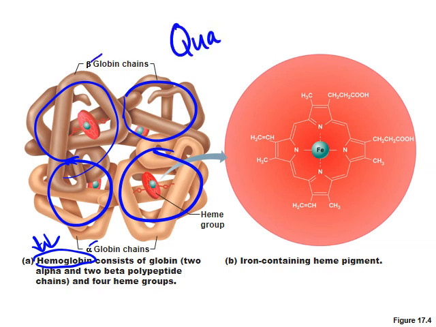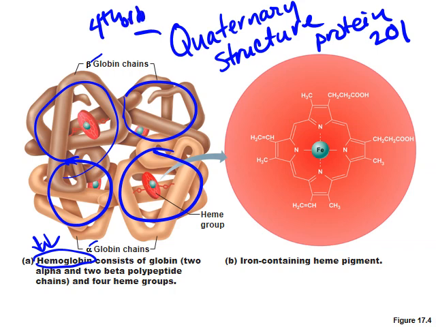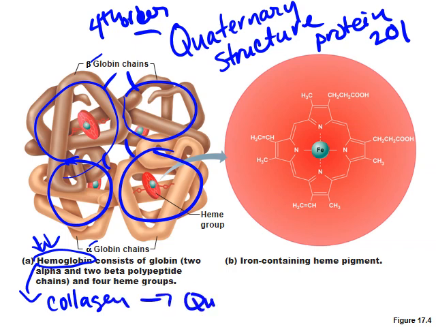Does anybody remember quaternary structure when we talked about proteins back in 201? So this is kind of 4th order, 4th magnitude. It has 4 proteins that come together to form this really large structure. Interesting, hemoglobin and collagen are both quaternary structures in the human body, and they're both very important.